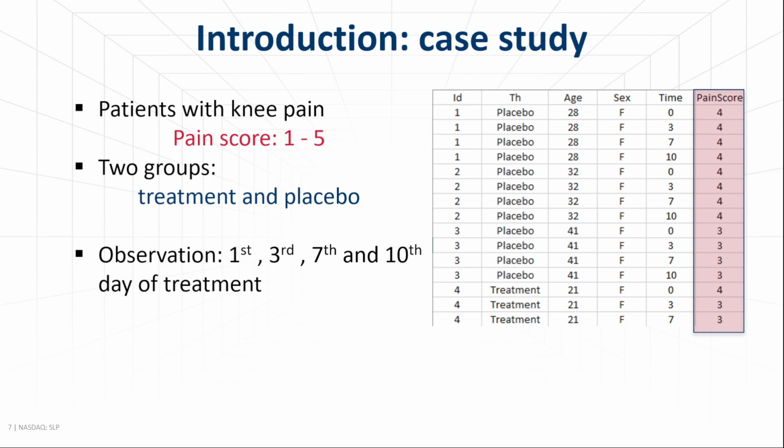The case study I use in this video is about patients with knee pain. Part of them received a treatment and the rest are in the placebo group. At 4 different days, they assessed the level of knee pain on a scale from 1 to 5. So 1 corresponds to no pain and 5 to the most severe pain. This is categorical ordinal data because pain levels are ordered.